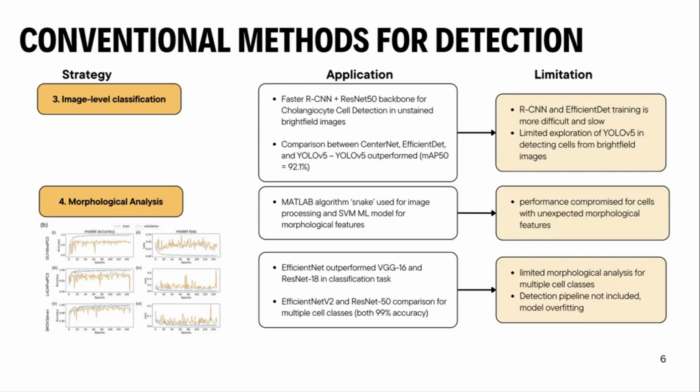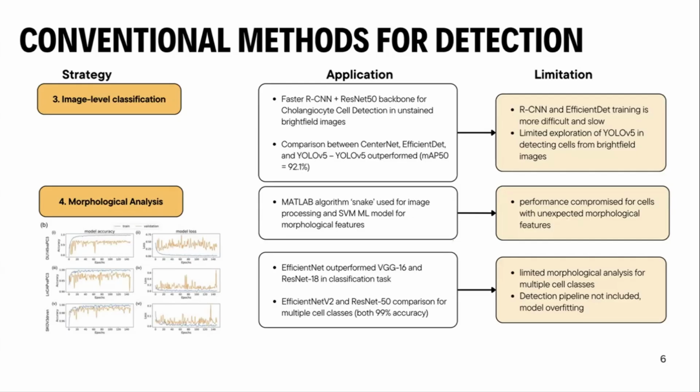So for this, deep learning models often perform better as CNN-based architectures are able to automatically learn the features from raw data. As seen from the literature, EfficientNet and ResNet 50 have both shown good performance for this task, with accuracy reaching about 99%. They're also able to distinguish between different cancer cell lines, as shown by one study. But the problem is that they lack a detection pipeline. And these results also show overfitting.